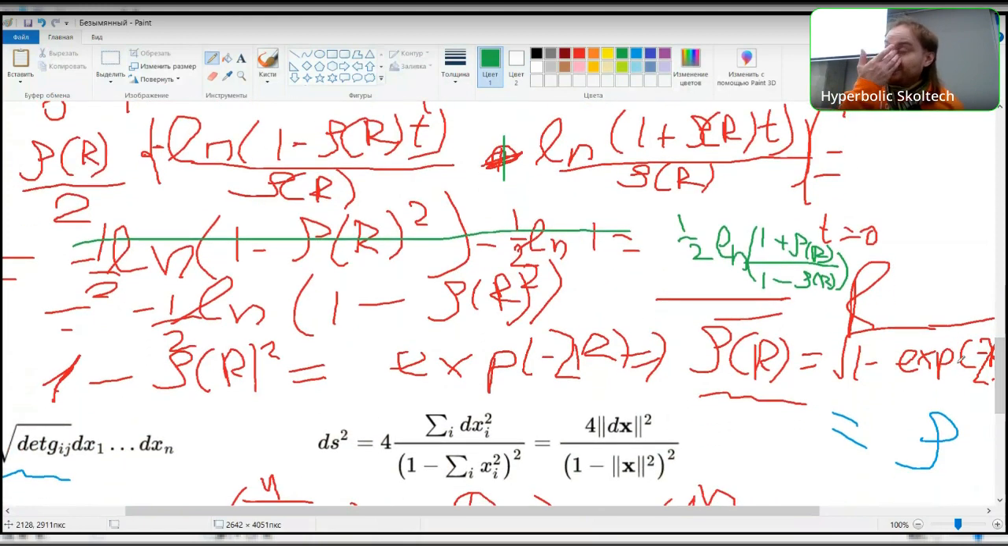Actually, I was a bit confused when I got this formula, since I remembered the correct one.